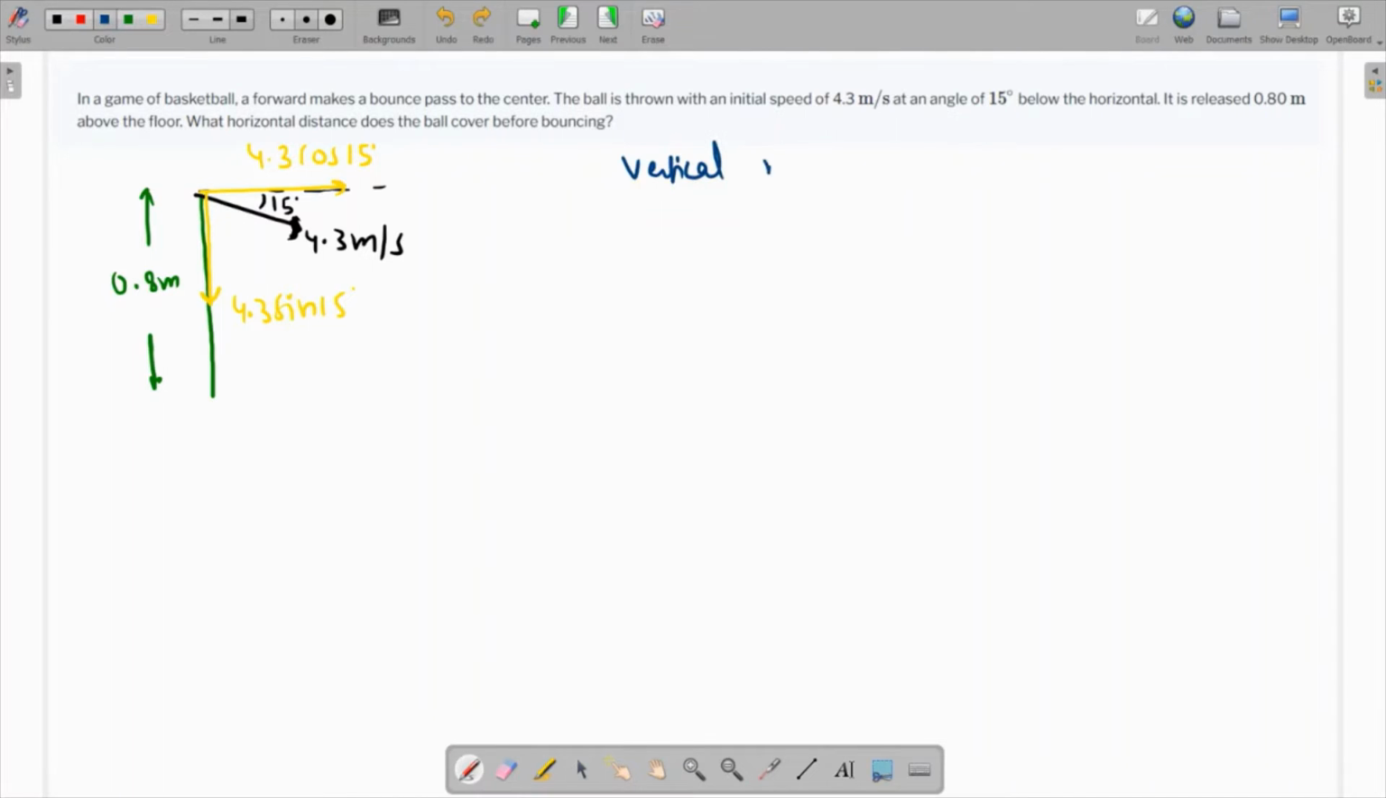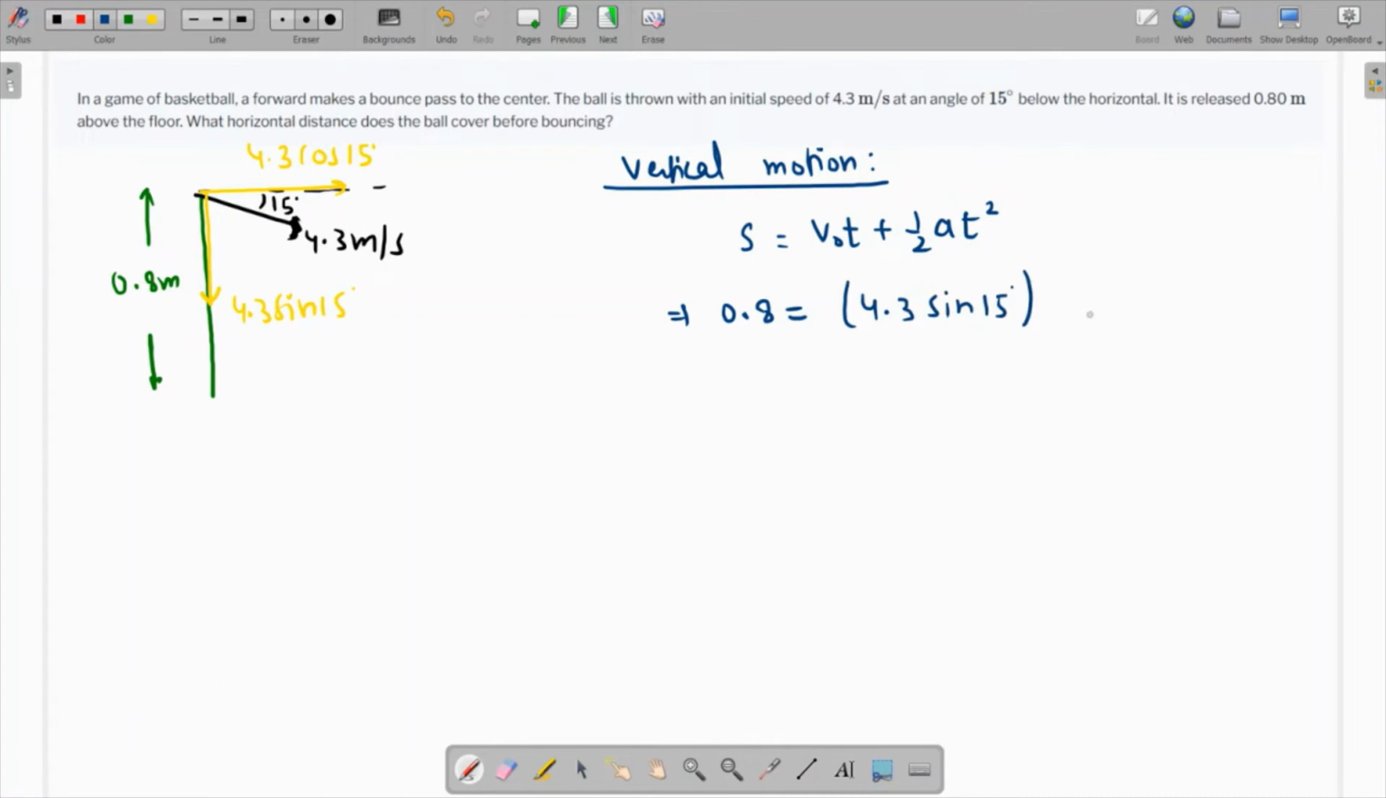So if we talk about only the vertical motion, then at the time when it is about to hit the ground, we can use the second equation of motion to find the time. So s is equal to v naught t plus half a t squared. The displacement is already 0.8. Velocity is what we just found, 4.3 sin 15, the vertical component. t is unknown, plus half, acceleration is 9.8, and t squared is over here.